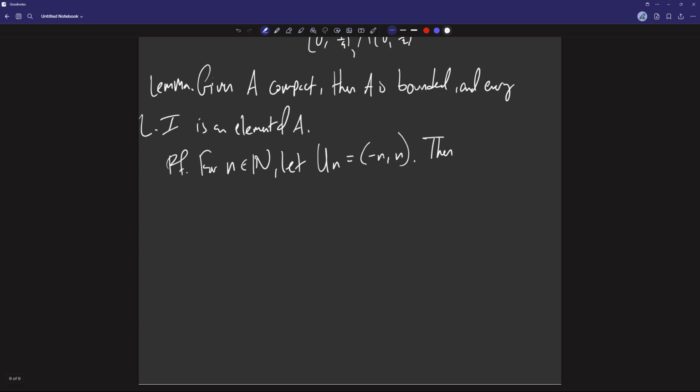Then we also have that if we take an infinite union, given that n is equal to 1, of Un, this would actually be all of R itself, and that's the idea that we're working with here. And thus, every finite union of Un is bounded.